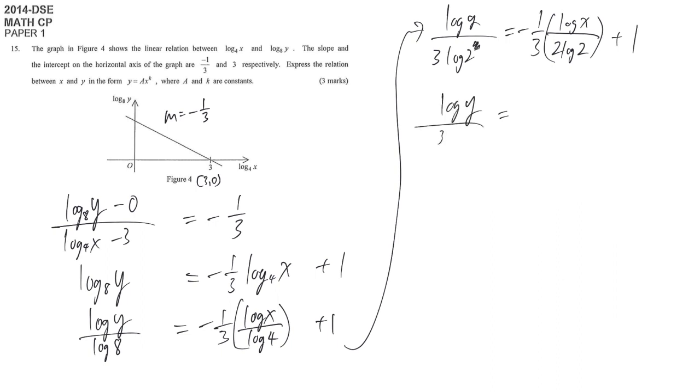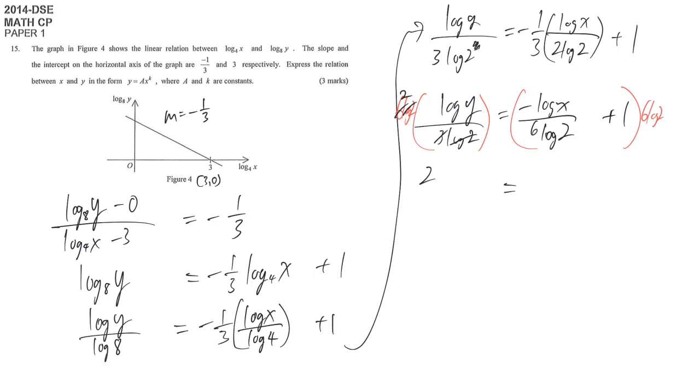Tidy up a little bit. We have log y divided by 3 log 2 equal to negative log x divided by 6 log 2 plus 1. And everyone knows that I hate fractions, so I should multiply the LCM on both sides to ensure that there will be no fraction. Both sides times 6 log 2 is good enough. Therefore, on the left hand side, log 2 divided by log 2, 6 divided by 3, 2 is left, so it becomes 2 times log y. Right hand side, 6 log 2 divided by 6 log 2 gives you 1, so only negative log x is left. And don't forget, in the next term, we have to multiply 6 log 2.